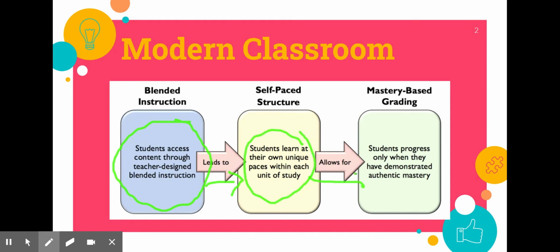And that allows us to do mastery based grading. So, this is when students are only going to progress or move on to the next lesson when you've demonstrated that you understand the current lesson. And what this means is that you can show me what you know, and if you know it, you move on. If you don't know it, then we're going to practice until you do know it. So that's mastery based grading, the last piece of the modern classroom.